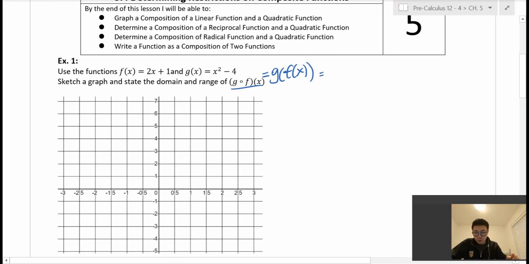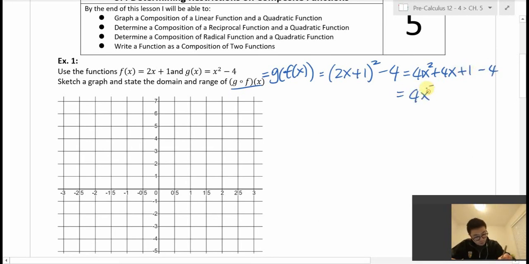Okay, so we're going to put f function into g. So f function is 2x plus 1. We're going to put into g function. So I see x squared. So right away, I'm going to put 2x plus 1 squared and then minus 4. So you should get 4x squared plus 4x minus 4. Let me just double check. Oh, I forgot one thing. Plus 1 and then minus 4. So this is going to be 4x squared plus 4x minus 3.